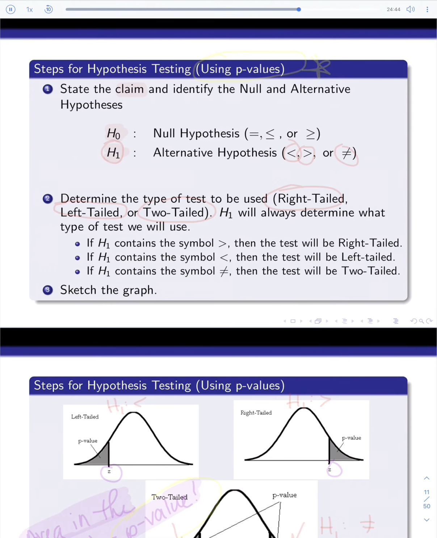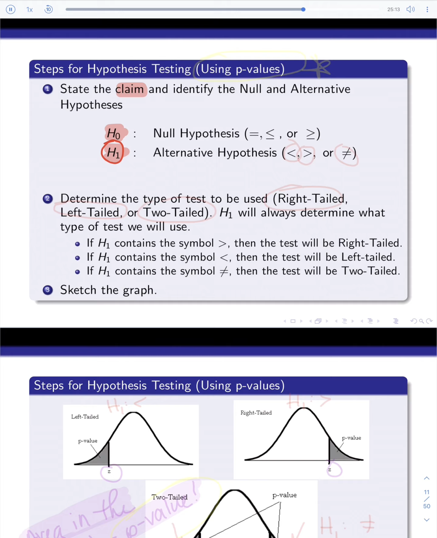So we already know how to do our step 1, which is coming up with our claim and then coming up with our H0 and our H1 based on which symbols you have. Then your H1, I know that we always test H0, but your H1 is going to determine always, no matter where the claim is, what kind of picture we're looking at.